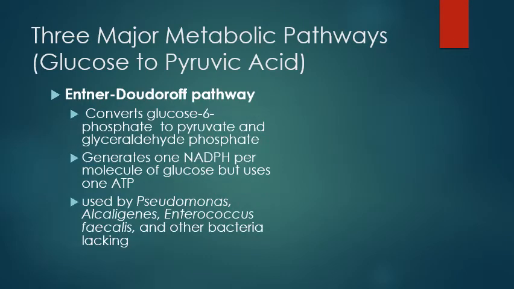Next. Next is your Entner-Doudoroff pathway. So, kesa yung glucose 6-phosphate ma-convert dun sa pathway which is your EMP and then your PPP or the pentose phosphate pathway, dito sa Entner-Doudoroff pathway na siya gagawin. So, it generates 1 NADPH per molecule of glucose but uses 1 ATP. Organisms that undergo the Entner-Doudoroff pathway are Pseudomonas, Alcaligenes, Enterococcus faecalis, and other bacteria.